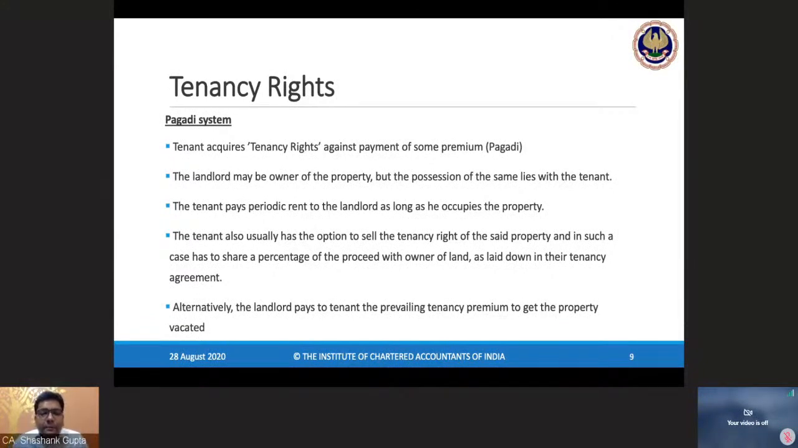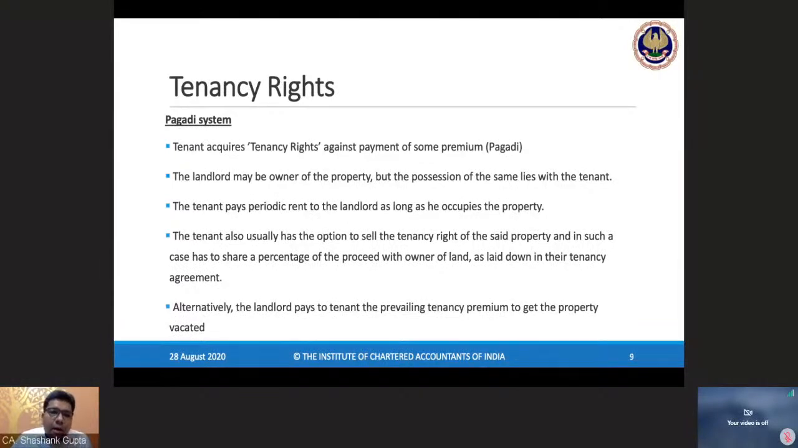How can this happen? When lakhs and lakhs of rupees of rent is being paid for some residential property. So Sushant Singh Rajput was paying some odd 4 lakh rupees for his flat per month as rent. There is a reason behind it. What is the reason? The reason is the Pagadi system. What used to happen, or what may still be happening somewhere in the country, is what the Pagadi system is.